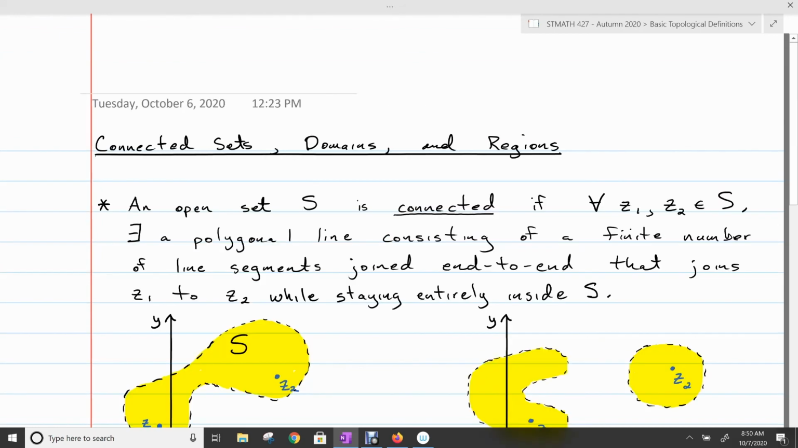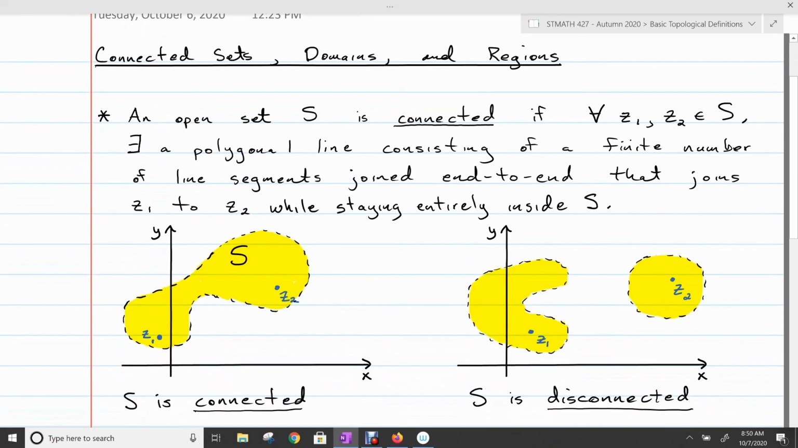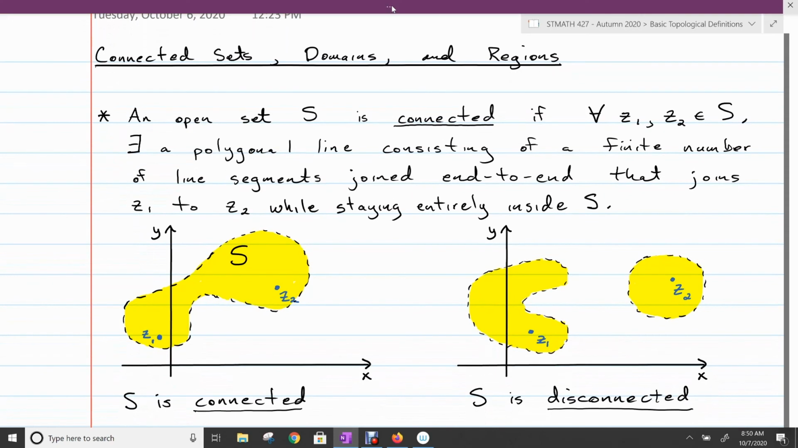Our next concepts to talk about are connected sets, domains, and regions. We're trying to work toward describing sets that are nice domains of functions. Now we're using the word domain here, but we're not going to be talking about domains of functions exactly right away. But the idea is we want to describe sets that are sufficiently nice that they can serve as domains of functions.